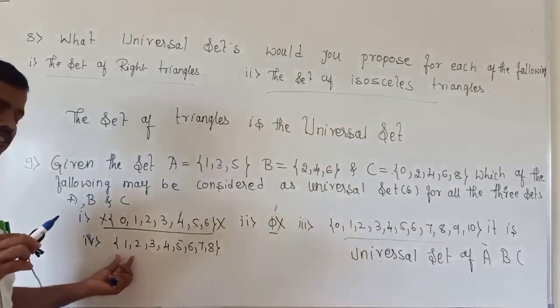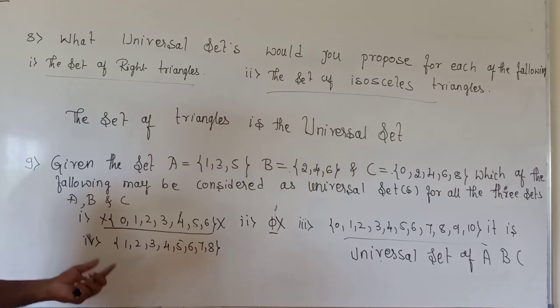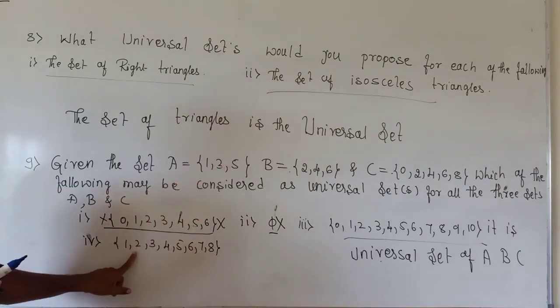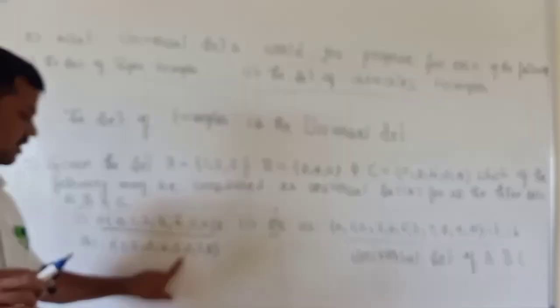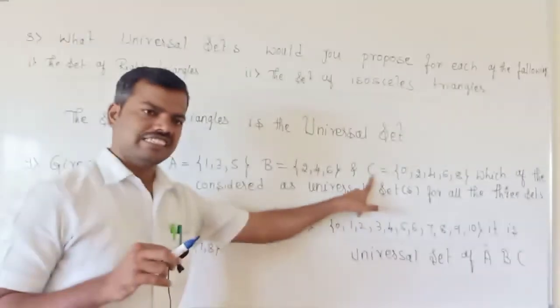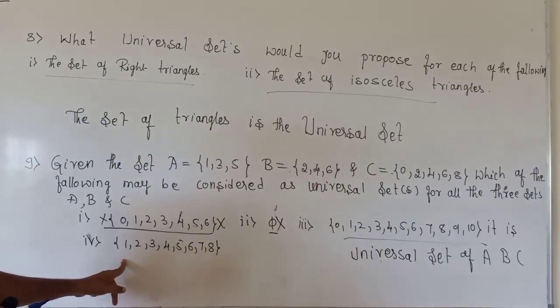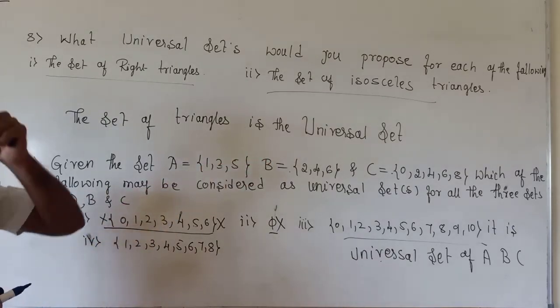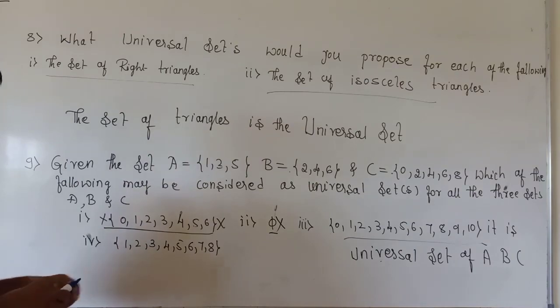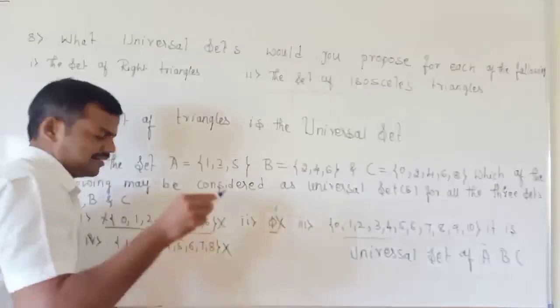Next, the last one, we also have to check now. 1, 3, 5 is there, so A is a subset. Next, 2, 4, 6 is there. C does not become a subset. Why? Because 0 is not there. How can C become a subset? So it is not a subset of this. Here this also fails to become a universal set.